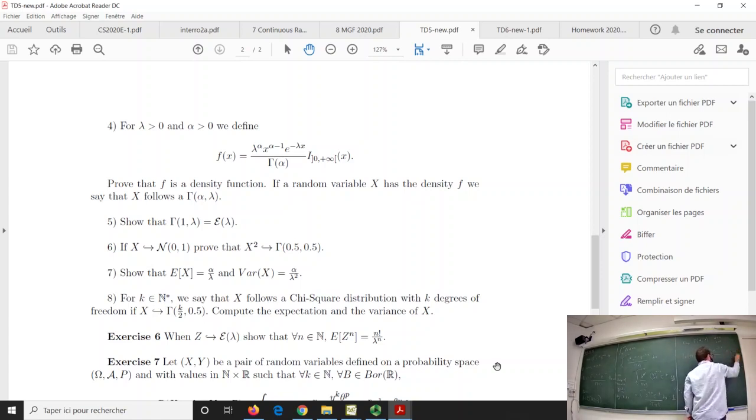So it's a new density that is considered as a density from the course. Okay? So this is the gamma distribution of parameters alpha and lambda, lambda being strictly positive. Okay?